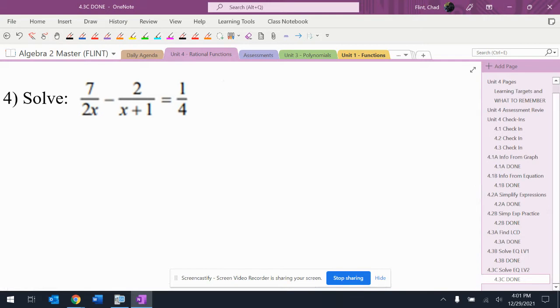All right, now this one looks easy, but it's uglier just because of the LCD that you'd end up with. So there's nothing really to factor here. There's just some stuff to remember. So there's basically a 2 and an x, and then an x plus 1, and then this 4 that we're going to deal with in a minute.